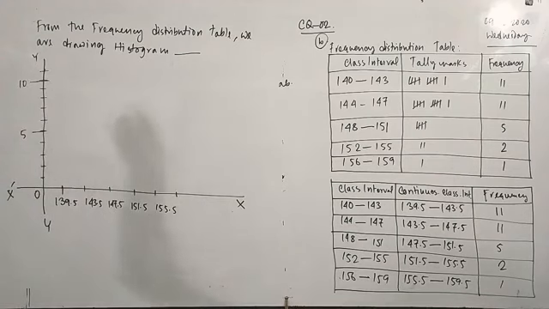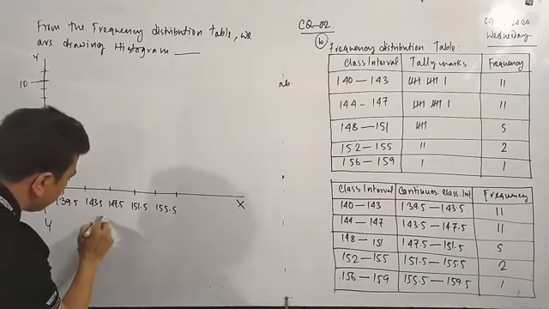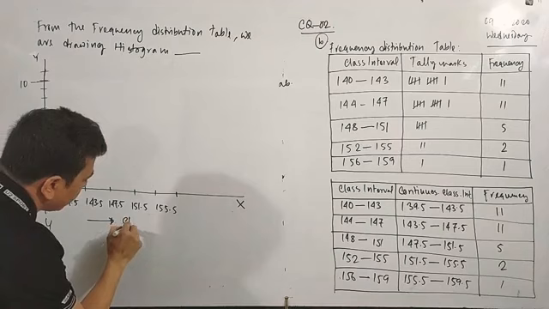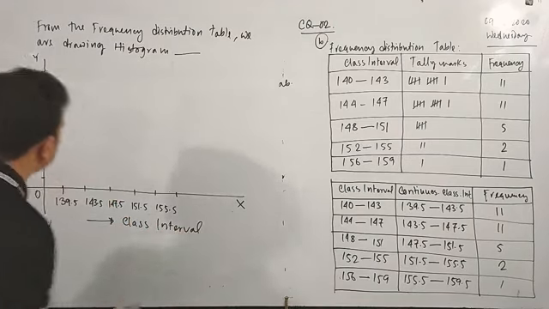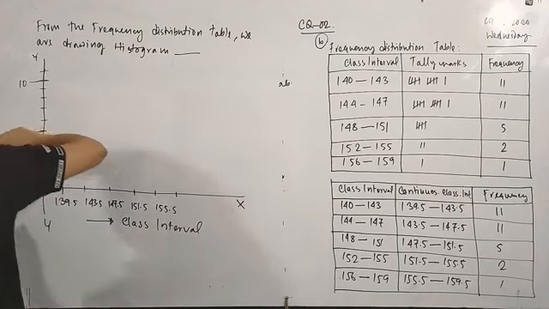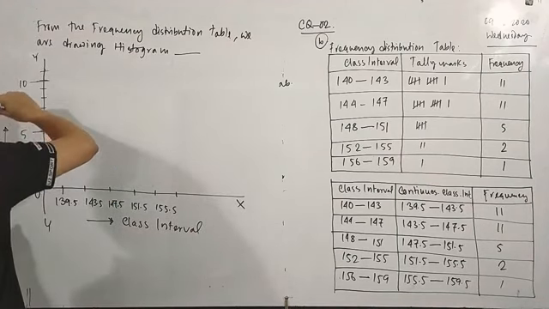So you can take it this way, and you have to write the class interval with an arrow sign, and you also have to write an arrow sign here, and after the arrow sign you have to write frequency.